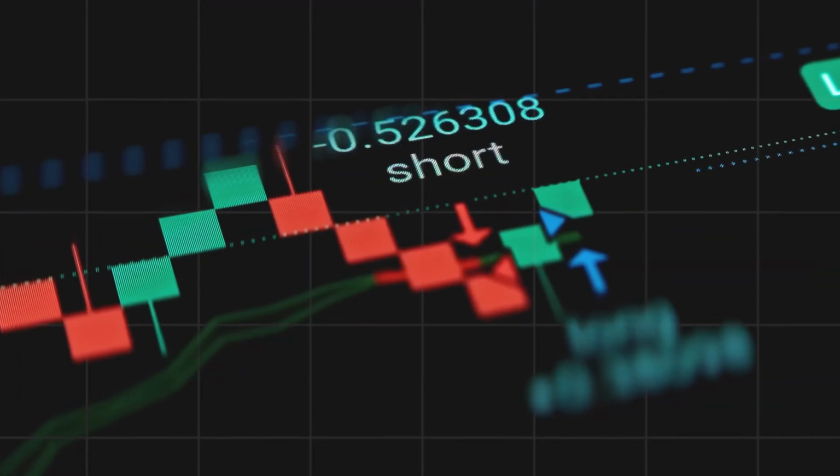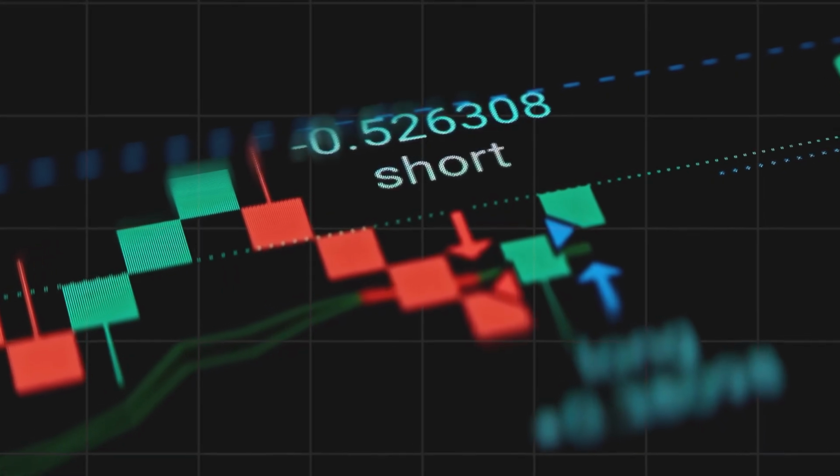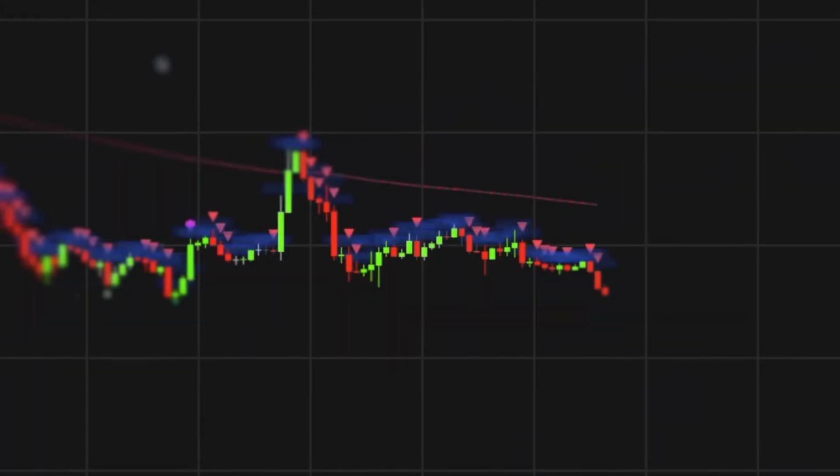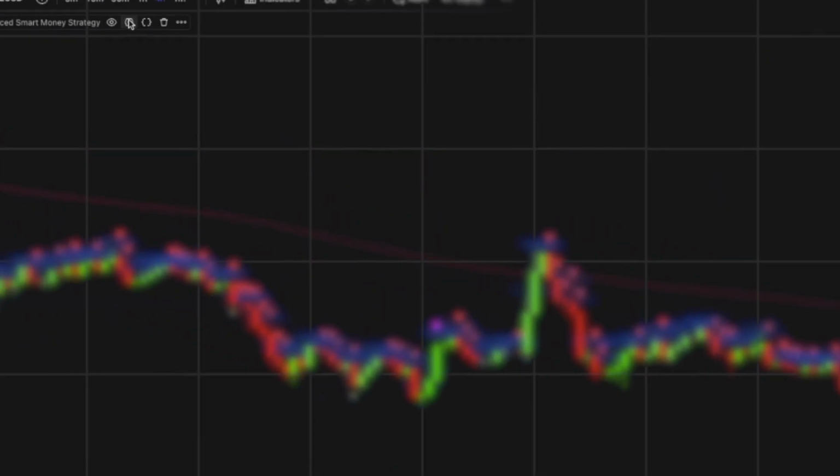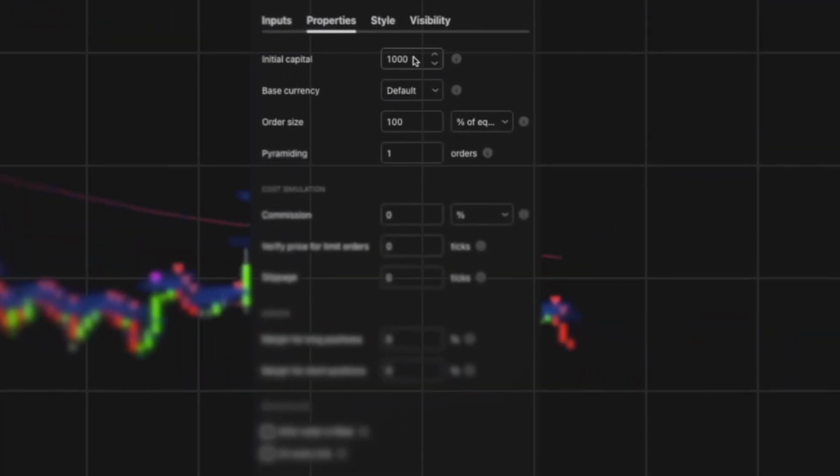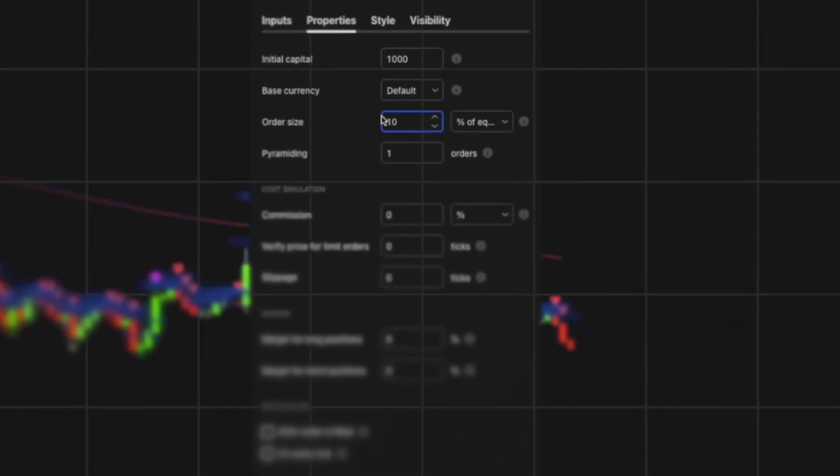However, if you want to fully automate this strategy into a bot that will be taking trades 24/7, here's how to do it in a few simple steps. First, open the strategy's properties and set your account balance and desired position size based on your risk tolerance.